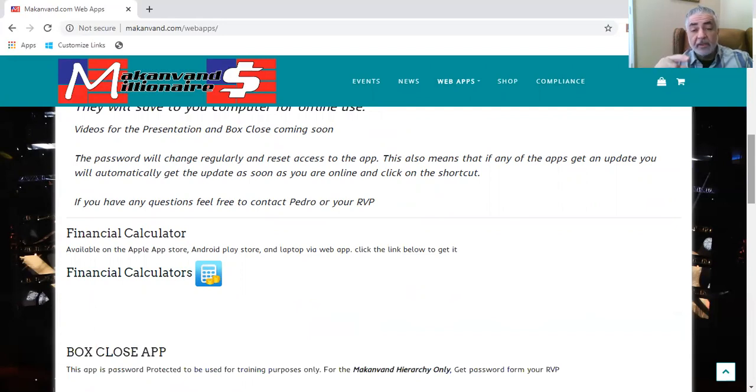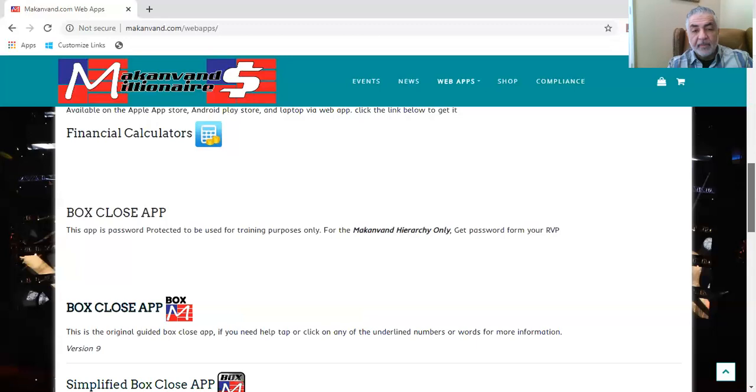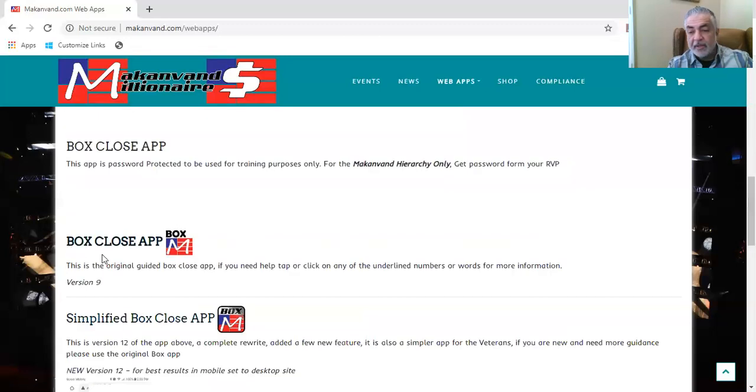There's also another calculator in there called a loan calculator, and we're going to need that later on when we start to sell loans again. The box close app, you're going to notice right here. This is going to be used in another presentation. As I mentioned earlier, we're going to learn how to do the box close. There's a simplified box close.